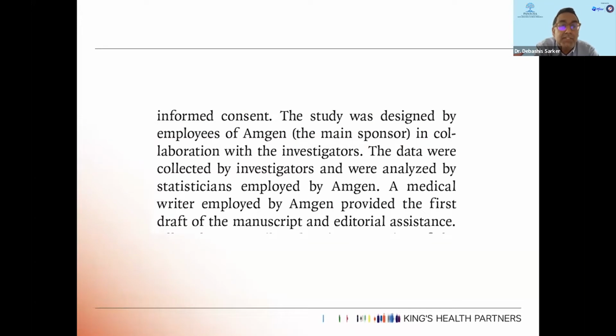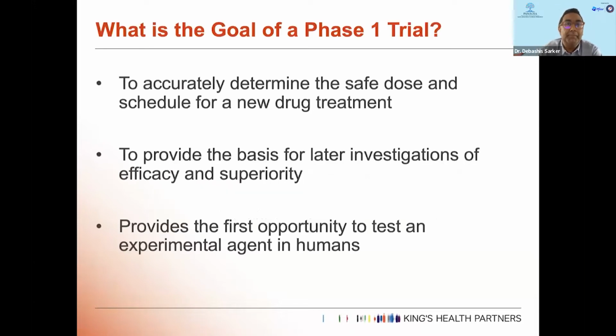So this was initially written by a writer employed by Amgen, and then obviously the investigators and co-authors provided further input and guidance on the manuscript. So again, just important for you to be aware of that.